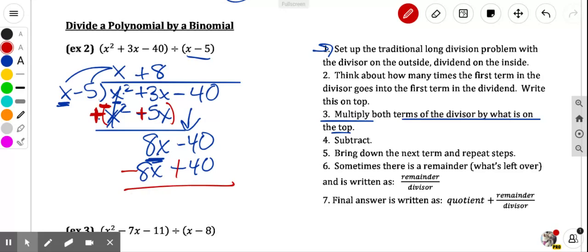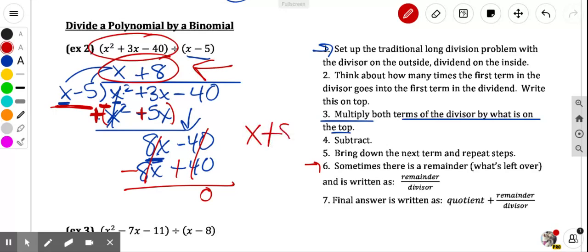Okay, so 8x and negative 8x, that cancels. And then negative 40 and positive 40 cancels. So see step 6, it says sometimes there is a remainder. In this case, we don't have a remainder. So this is just our answer. So that means that x minus 5 times x plus 8 would give us this polynomial. So this right here, that's your quotient. X plus 8 would be your solution.